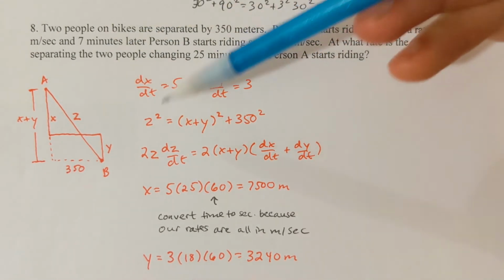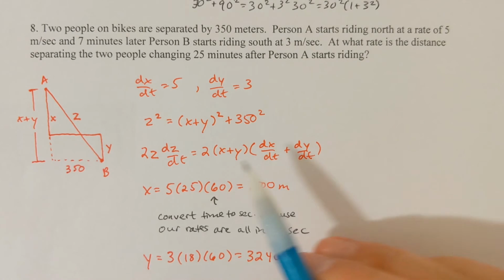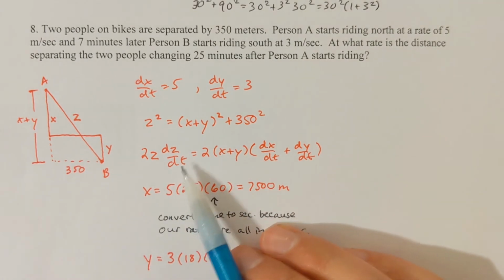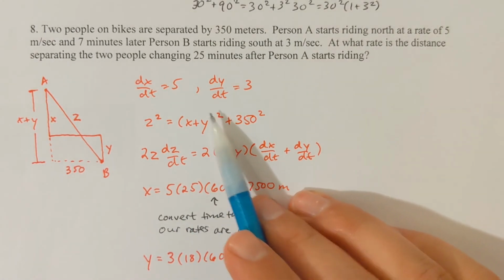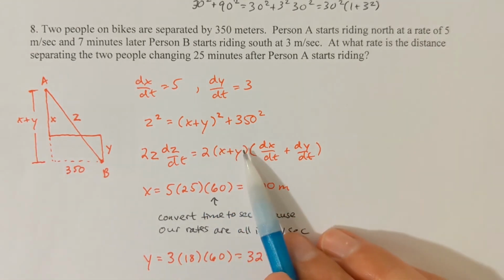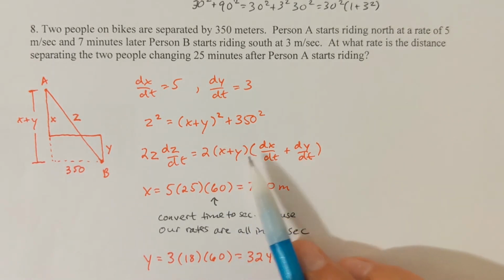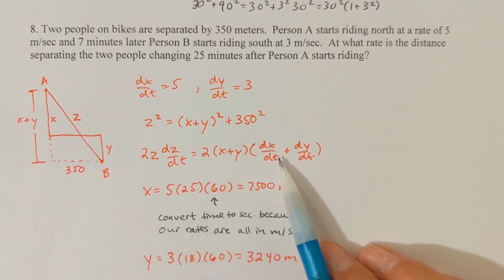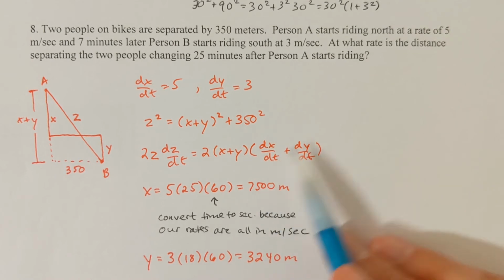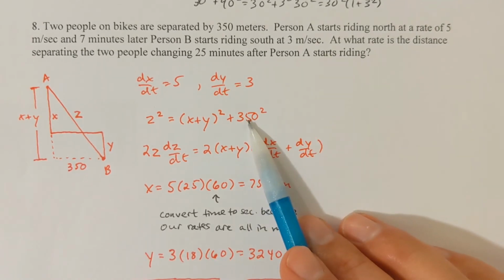Okay, now that I've got my equation, let me go ahead and differentiate both sides with respect to time t. So I'm going to have 2z dz/dt equals, you'll need a chain rule here, bring the 2 down, leave the x plus y alone, that's to the first power, but then take the derivative of x plus y. Derivative of x would be dx/dt, derivative of y with respect to time would be dy/dt. Derivative of a constant is always 0.